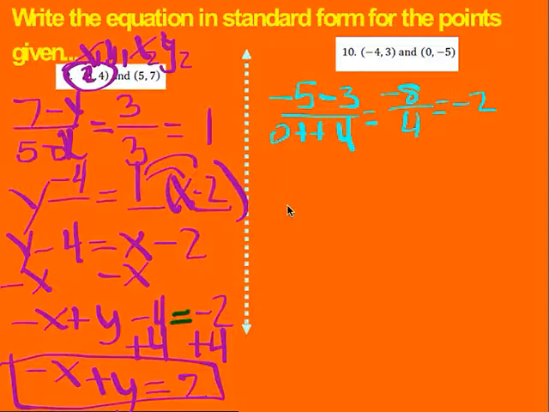So now we're going to set up our puzzle. Let's just use the second point. So I'm going to go like this. That first blank is opposite of my x-coordinate.